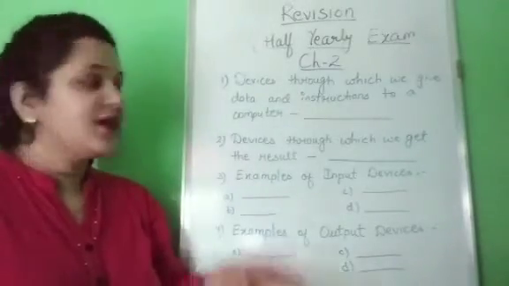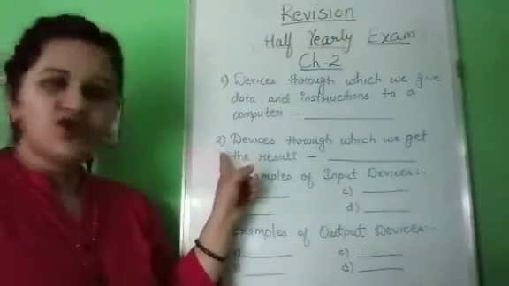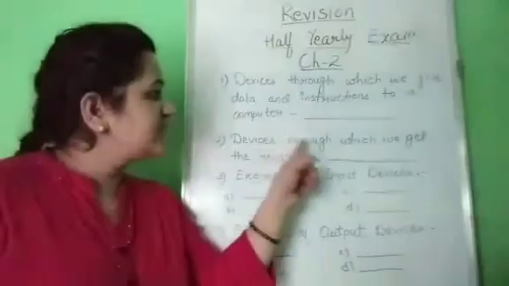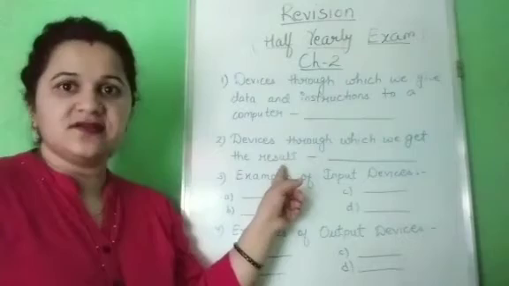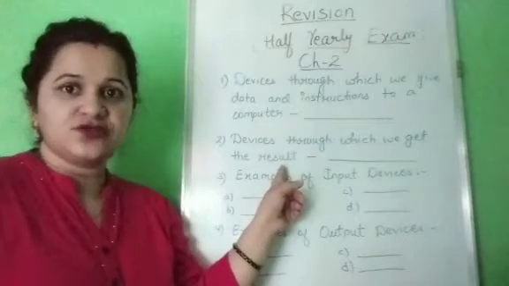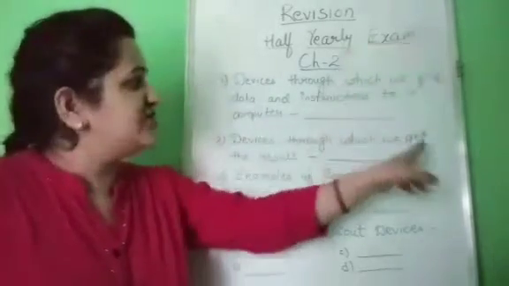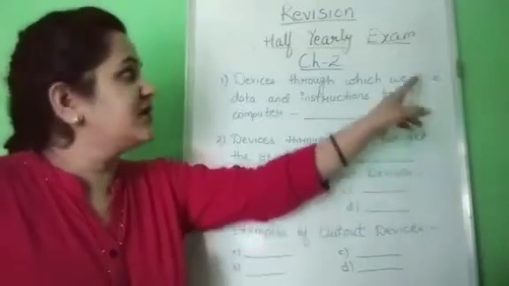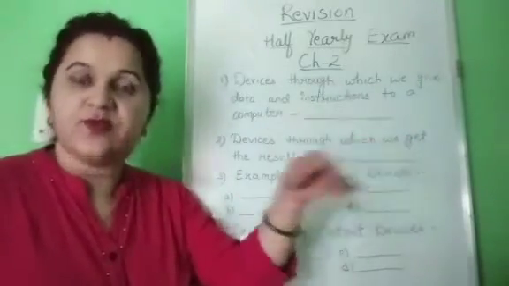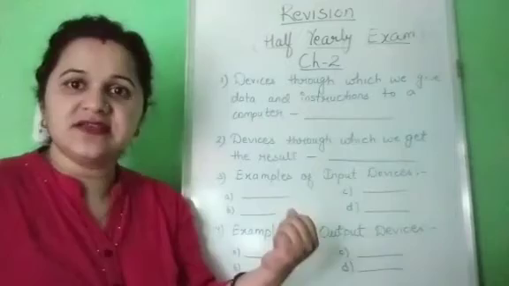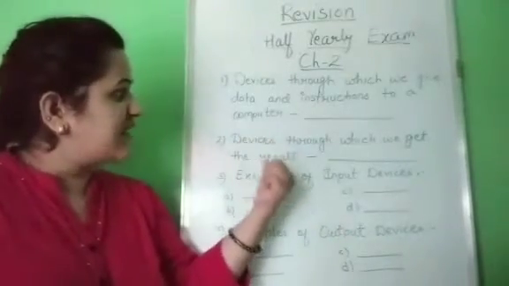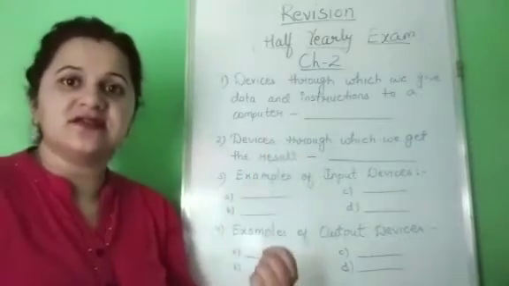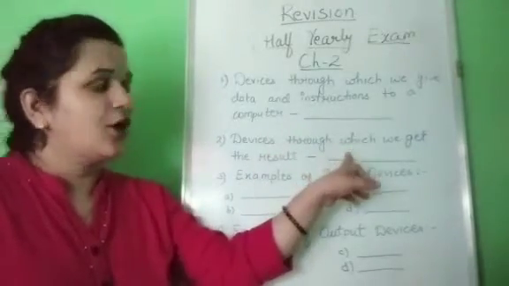Okay. Now come to the next one. Devices through which we get the result. G-I-V-E, give, and G-E-T, get. Okay. Give means we enter the data. And get means output. We take the data. Okay. So the devices through which we get the result are called output devices.